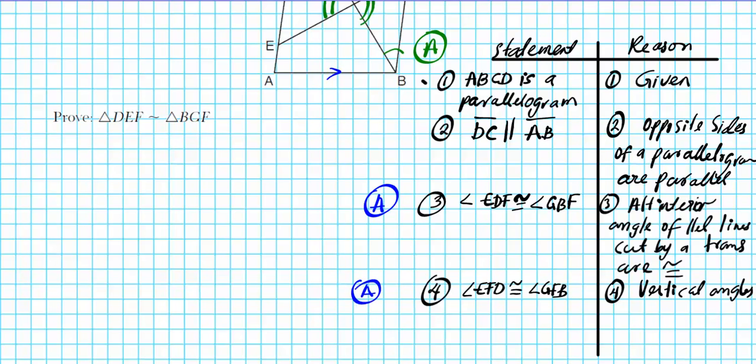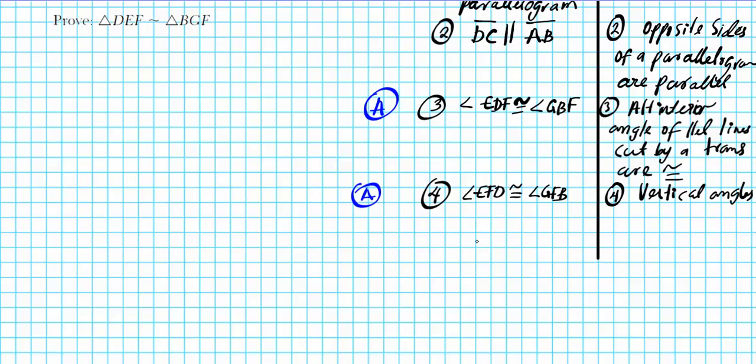Okay, so we have two angles that are congruent. Guess what? We can automatically conclude that the two triangles are similar. So let's write down our concluding remark. Statement number 5. Triangle DEF is similar to triangle BGF.